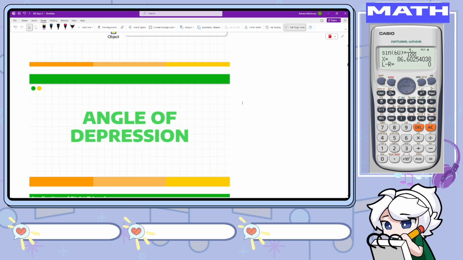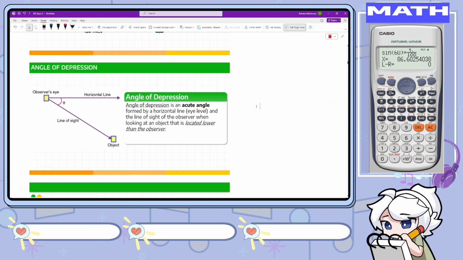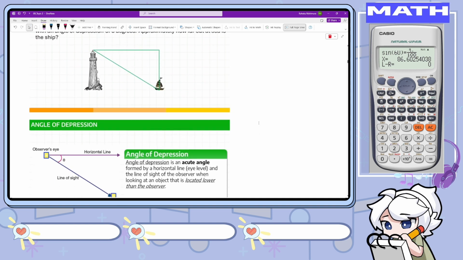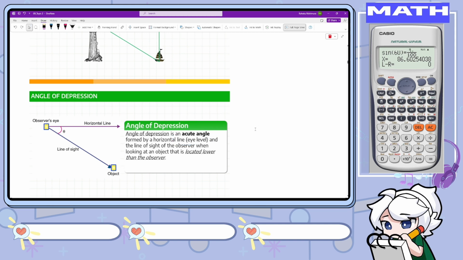Okay, the last part being angle of depression. So now, the angle of depression is an acute angle again, wherein the object is located below the observer, so that the observer's eye is looking down on that object. Always remember again, the angles of elevation and depression are both acute angles. Always remember that.